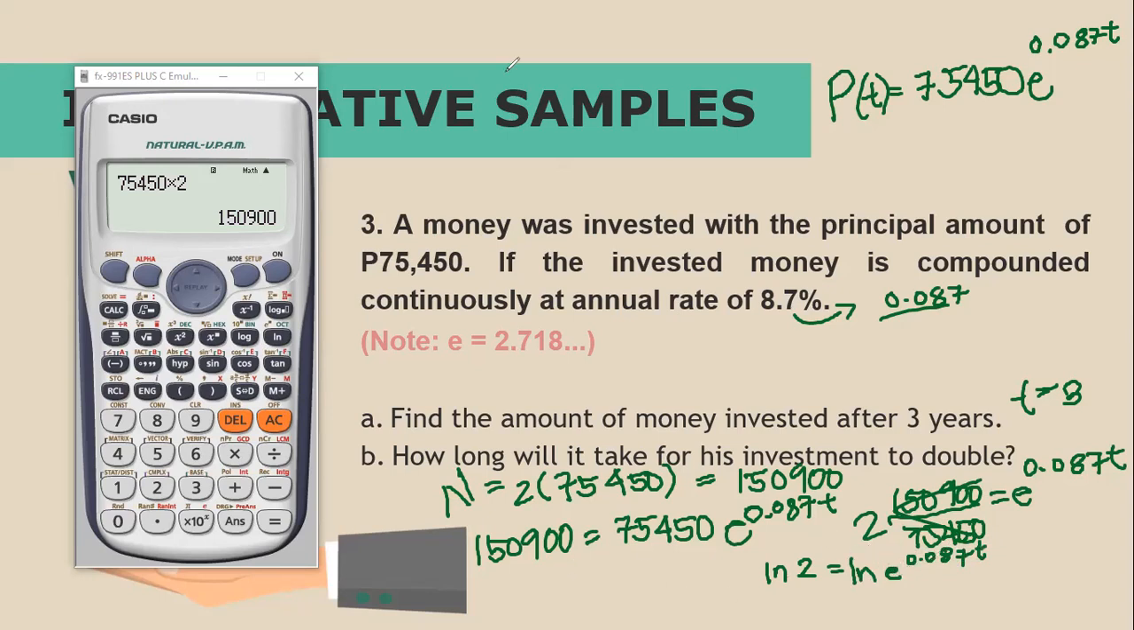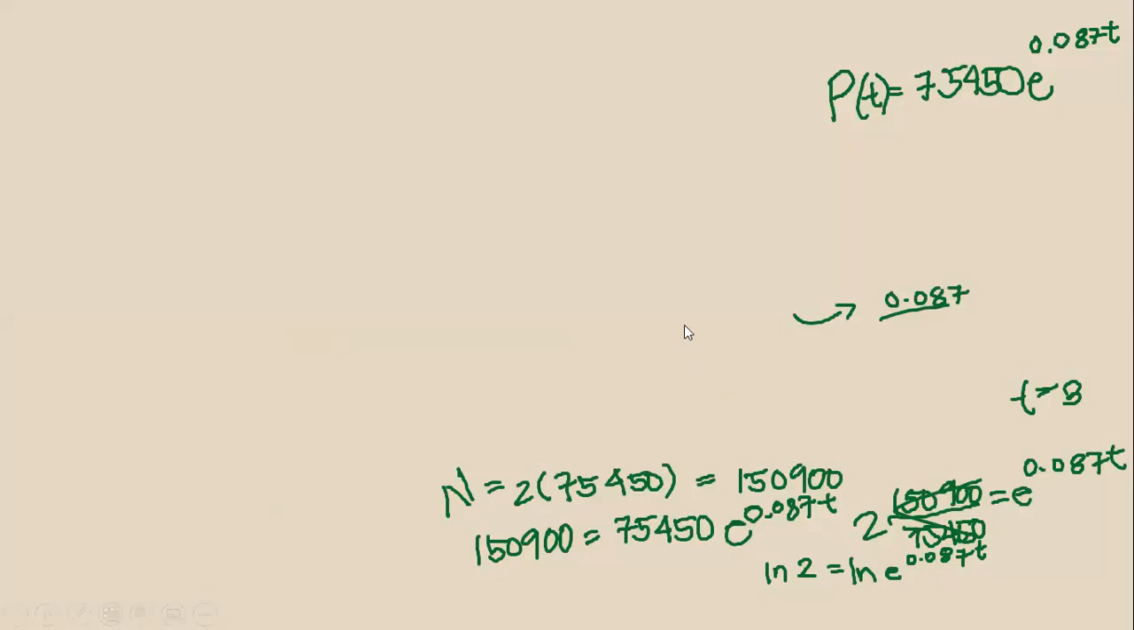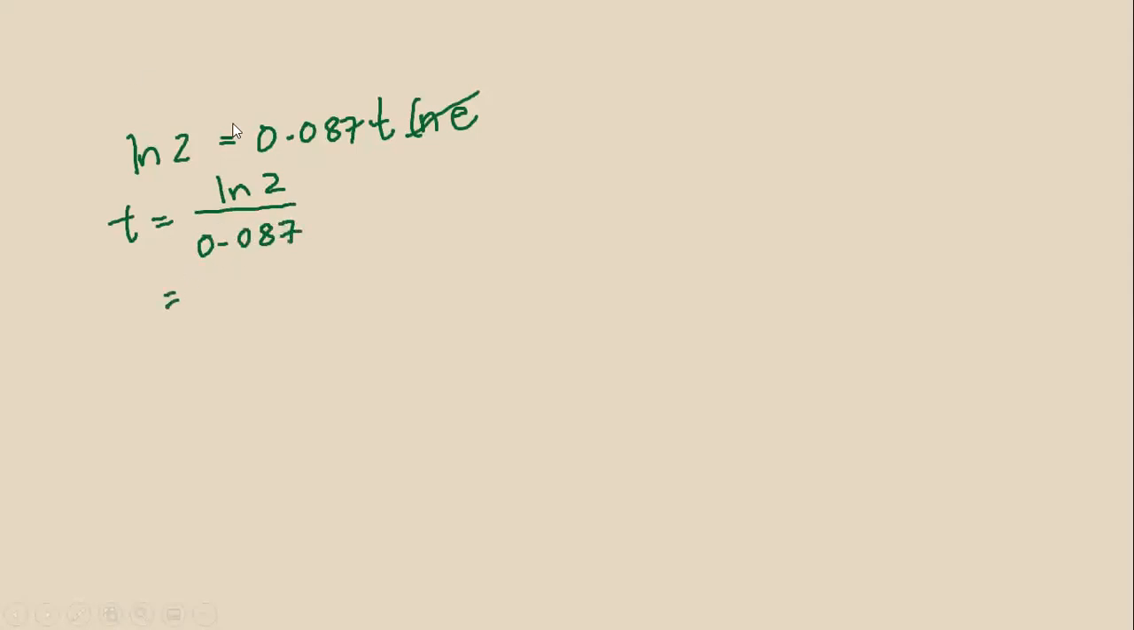Okay? So magiging 0.087 t multiplied to the ln of e. So again, cancel out. We get t is equal to the natural logarithm of 2 over 0.087.